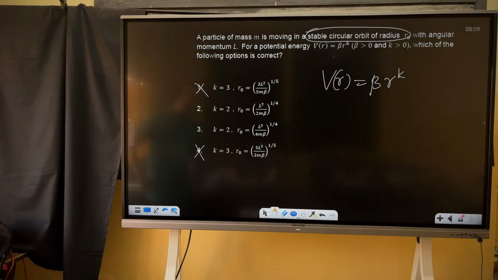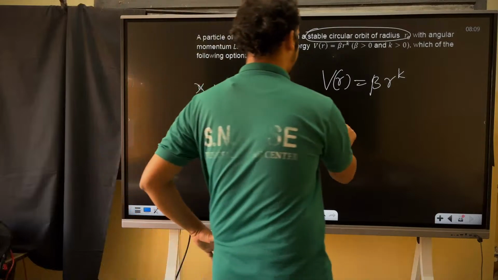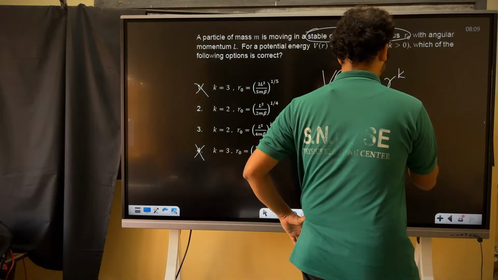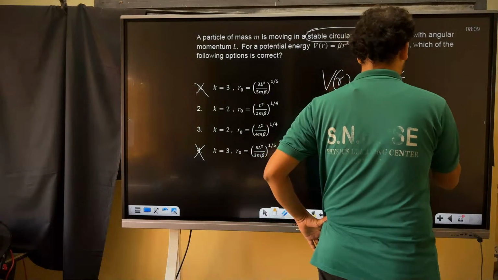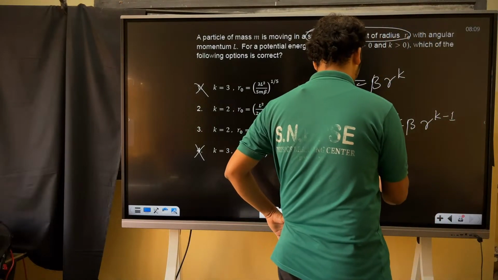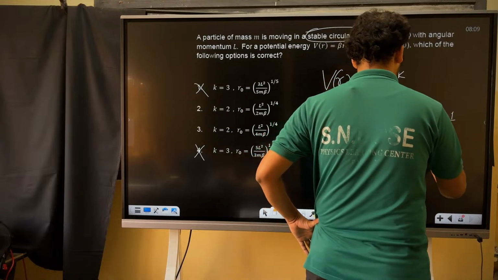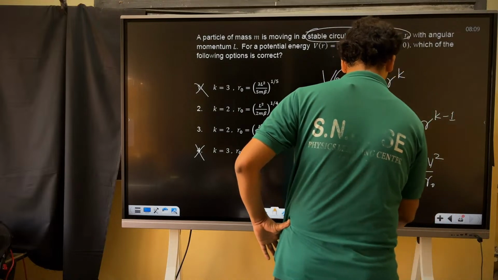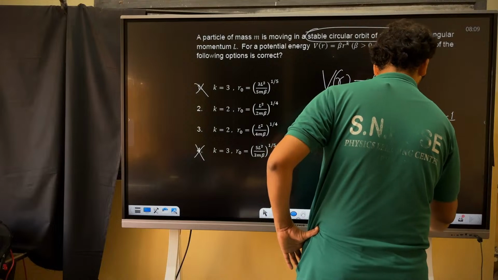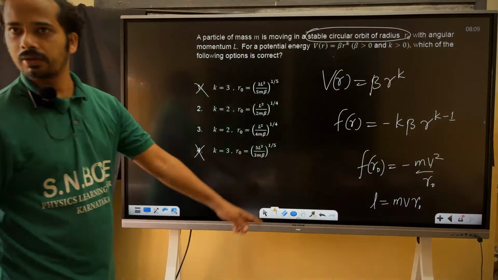You take again the circular orbit condition related to angular momentum. Relate that one to angular momentum. What is f of r? That's equal to minus k beta r power k minus 1. F of r naught is equal to minus m v square by r naught. Angular momentum is equal to m v r naught, am I right? For a circular orbit, m v r naught.